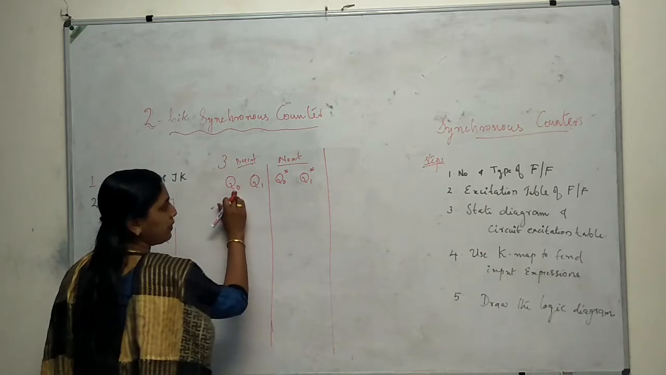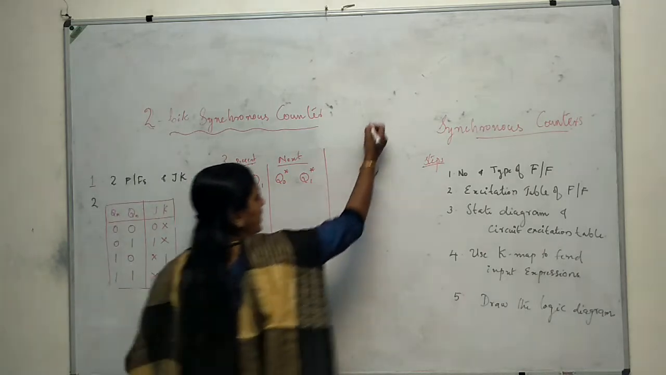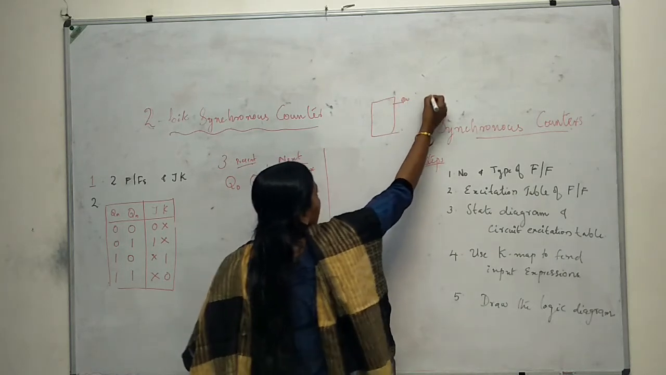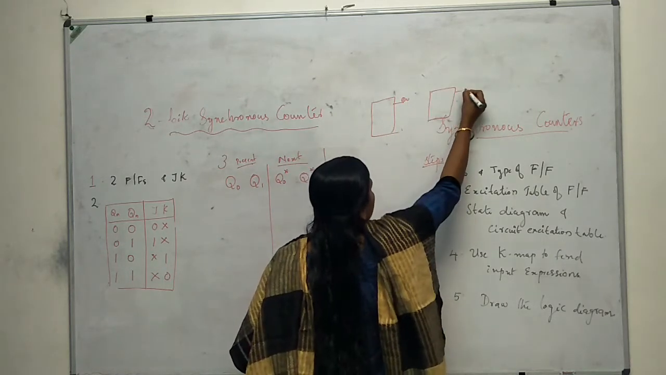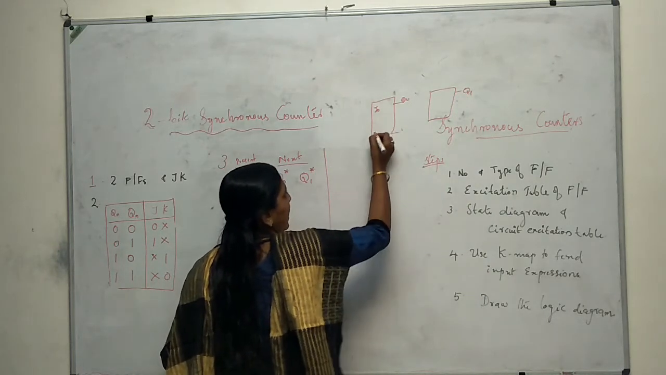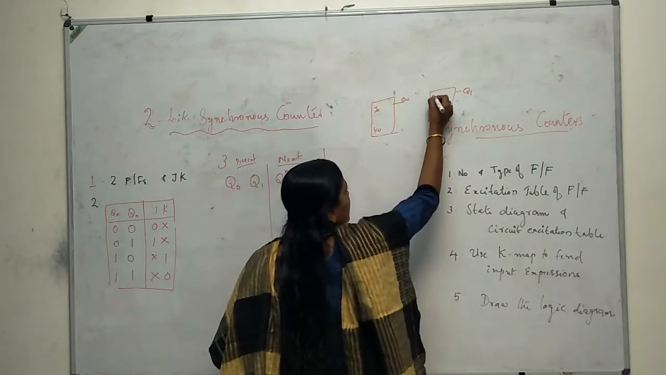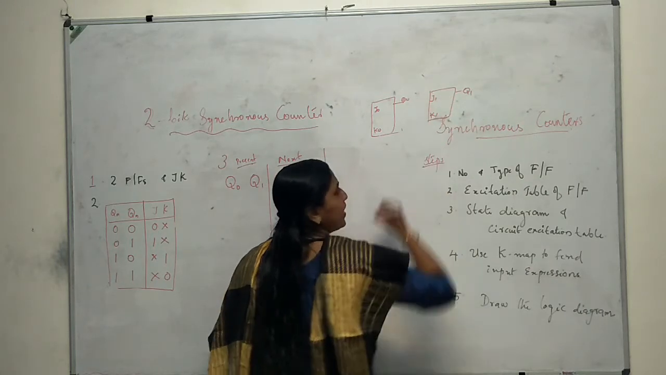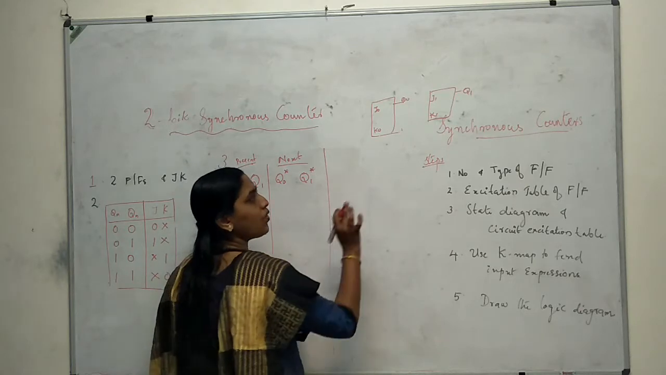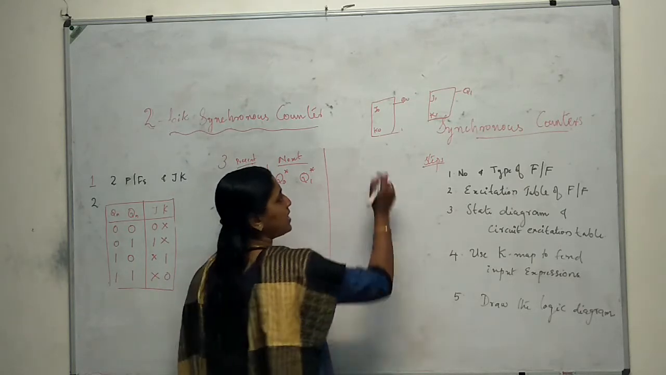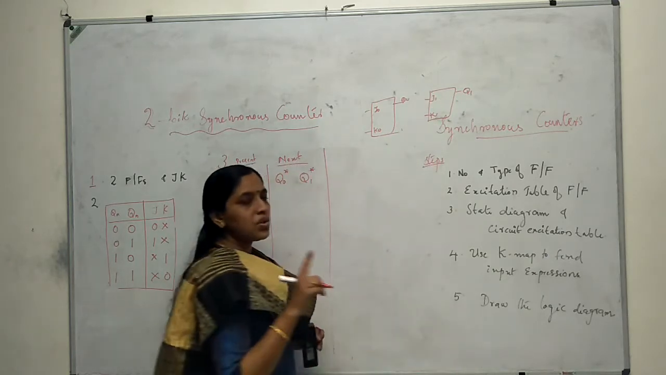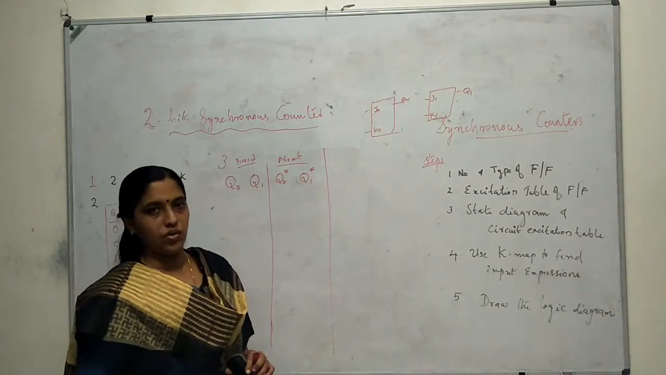So I am having two flip-flops, right? Output of this is Q0, and I am having another flip-flop. Output of this is Q1. For this flip-flop I am having J0, K0, and for this flip-flop I am having J1, K1. So I have assumed that I am using JK flip-flop. What we are going to find out is the expression for these inputs. What input I have to give to make this an up counter.